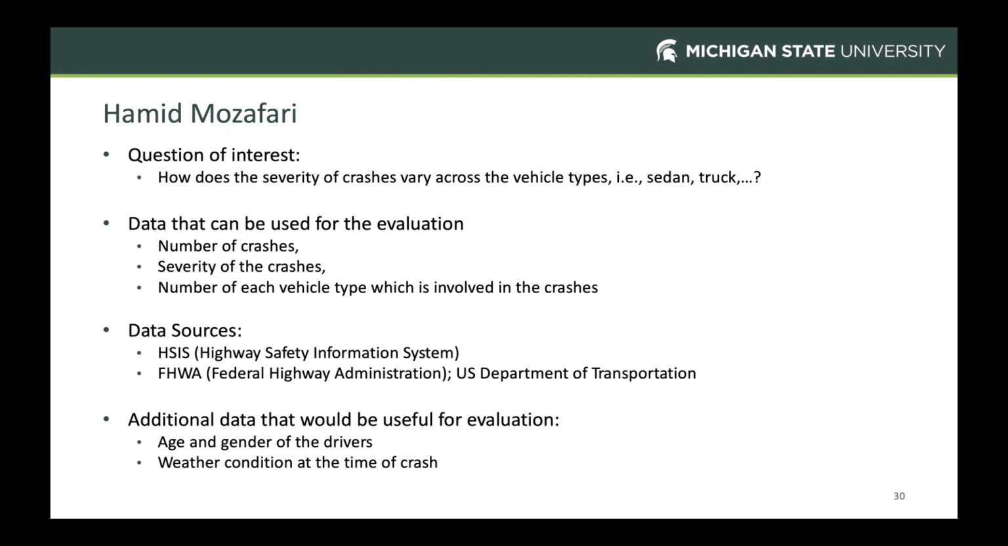The data sources that I found were these two. One of them was HSIS, which is the Highway Safety Information System, that consists of some data from some states of the US, and the other is FHWA, which is the Federal Highway Administration. The additional data that could be useful and have some effects on the evaluation is the age and gender of the drivers. Also, the weather condition at the time of crash could have some effect on the results. Just this.